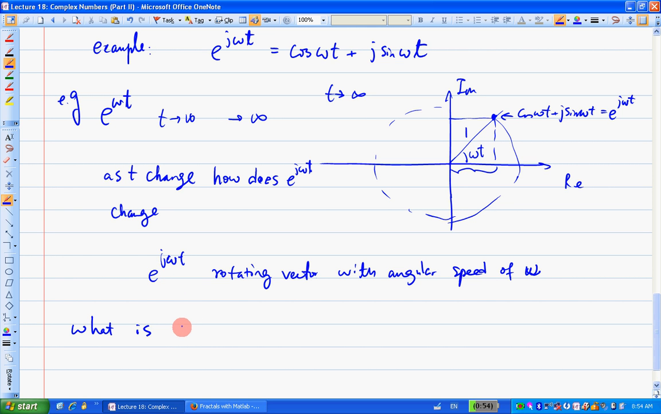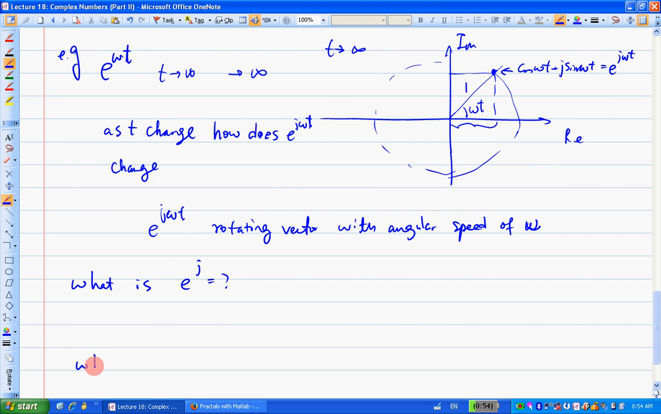What is e to the power of j? It's a simple one. What is e to the power of j then? And what is 3 to the power of j?